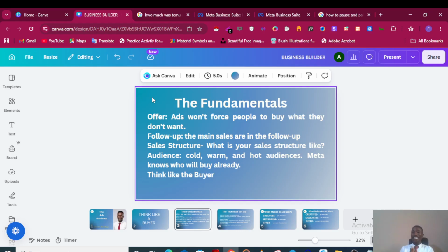And this is one of the things that happens. Facebook and Instagram ads remain one of the best platforms you would ever run your advertisement on.